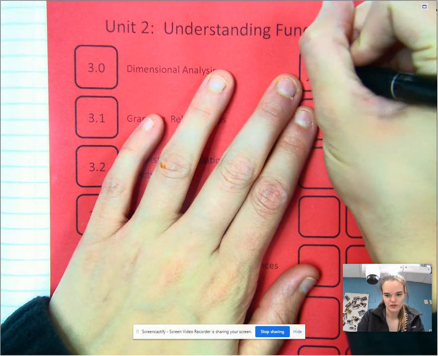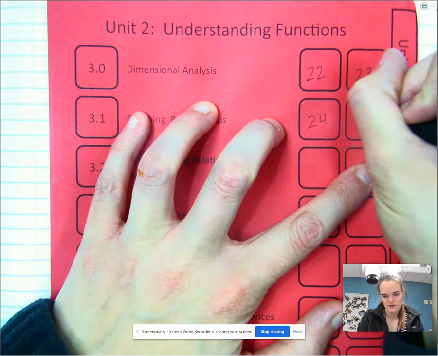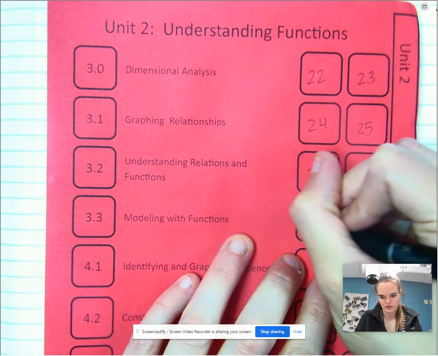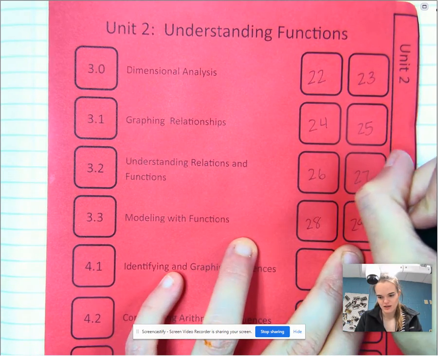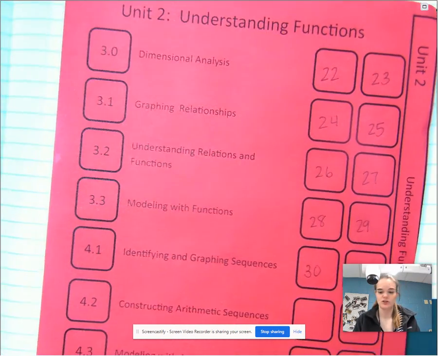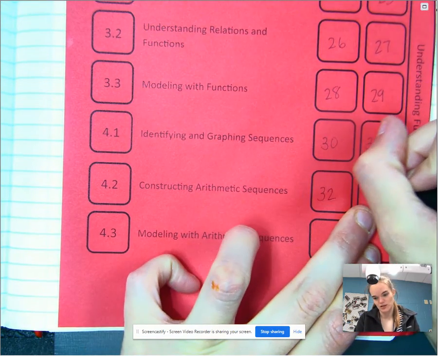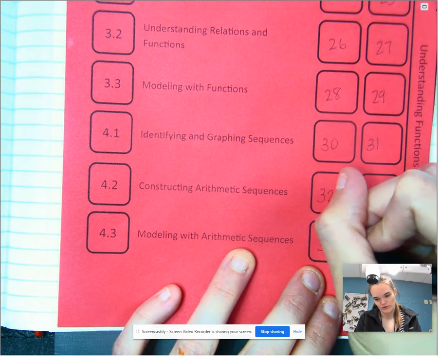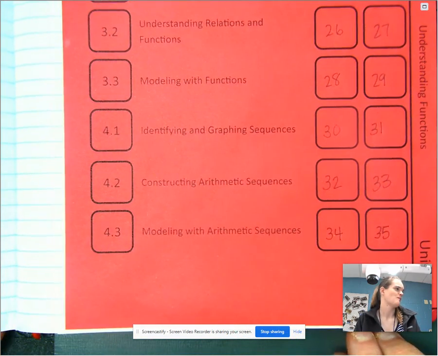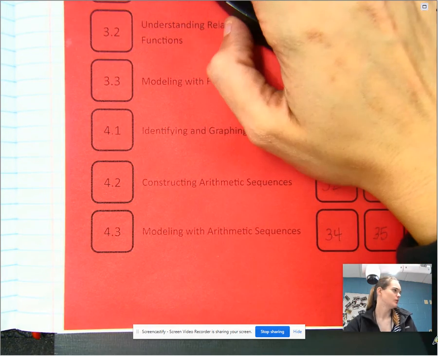Dimensional analysis was 22 and 23. Graphing was 24, 25. Understanding was 26, 27. Modeling was 28, 29. Identifying was 30 and 31. And today's was 32 and 33. And tomorrow's will be, I'm going to go and fill it out because you know how much I forget. Tomorrow's is 34, 35. Okay, so I'll see you tomorrow. We'll do 4.3 tomorrow. Go ahead and work on your homework.